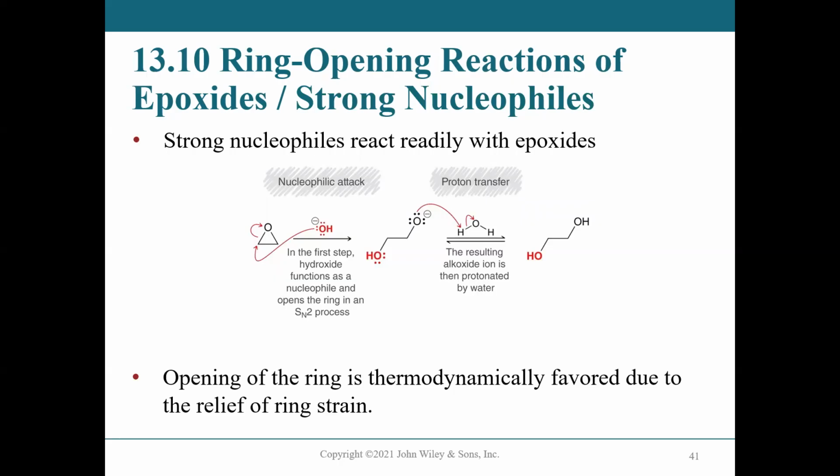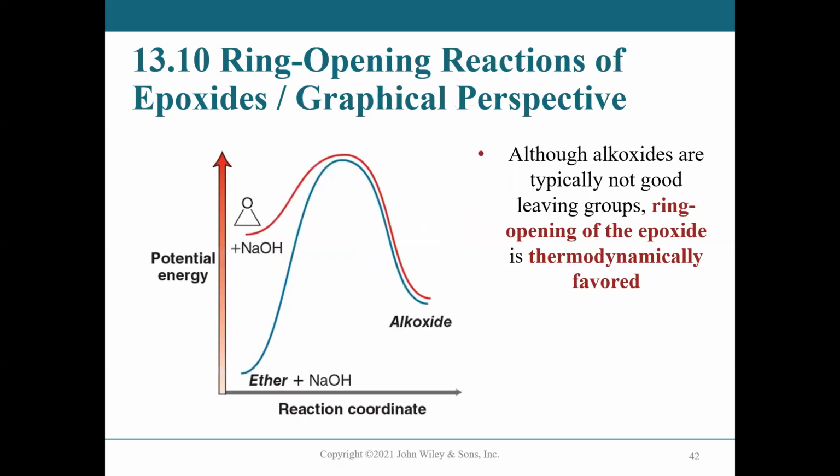It says in the first step, the hydroxide functions as a nucleophile and opens the ring in an SN2 process. Then there's a proton transfer. The opening of the ring is thermodynamically favored due to the relief of the ring strain. Although epoxides are typically not good leaving groups, the ring opening is thermodynamically favored, and they show that right here.